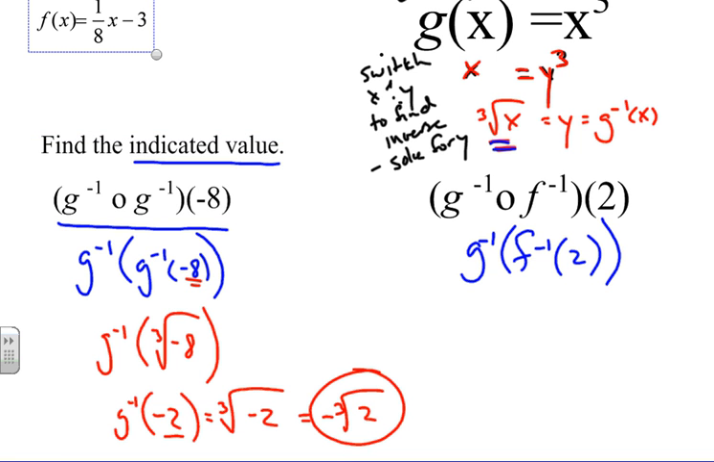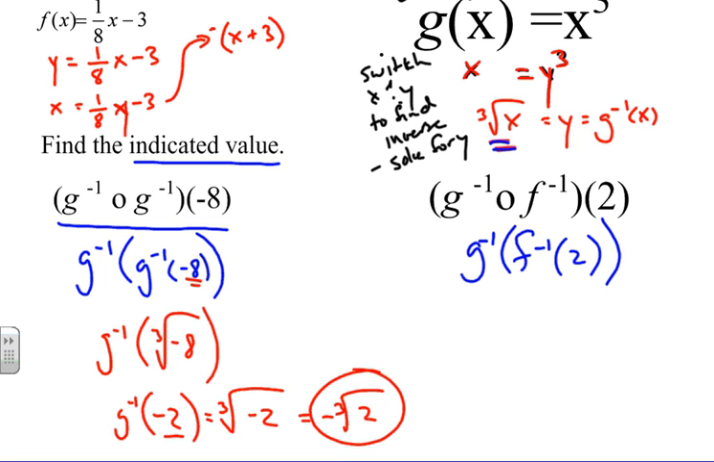Now, this is a line. So in order to find this, I'm going to switch my x and y's. Make sure you switch them. And now I'm going to solve for y. When I solve for y, we're going to add 3 to the other side, and then multiply both sides by 8. And we get y by itself, which is the inverse of f of x. I'll simplify this: 8x plus 24 equals the inverse of f. Okay, so that's my inverse of f.